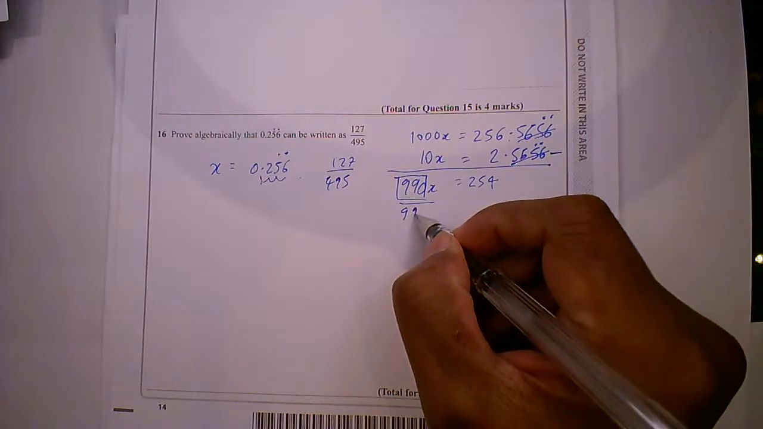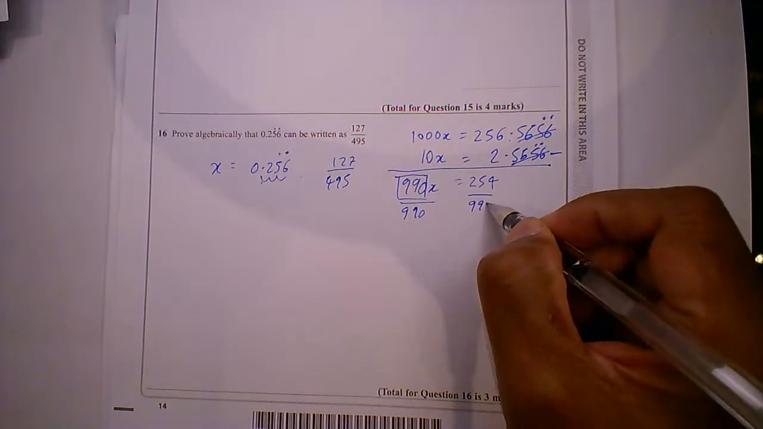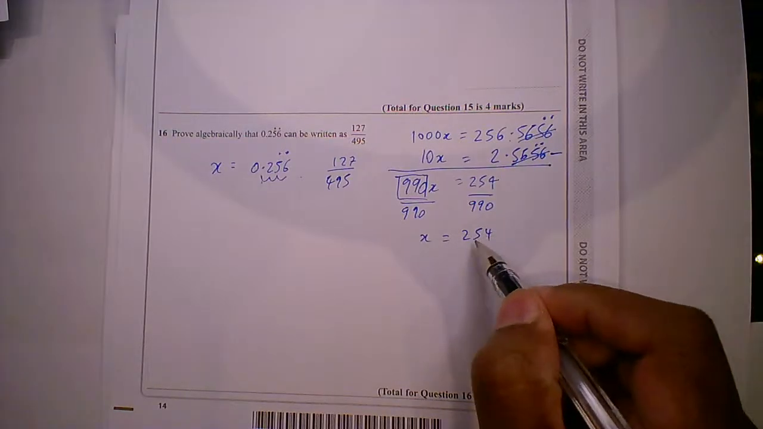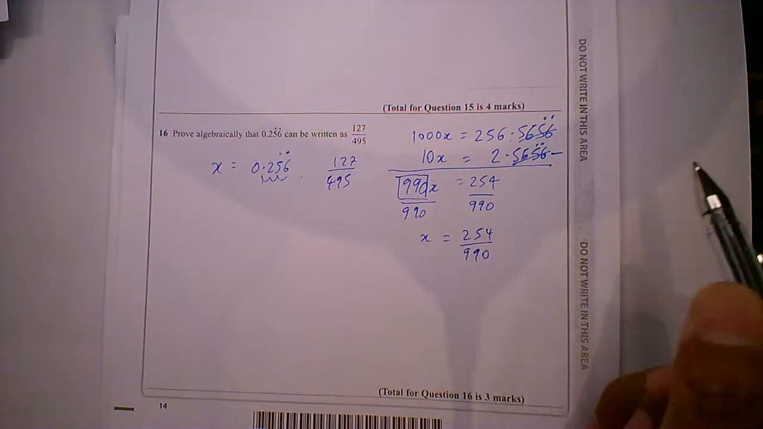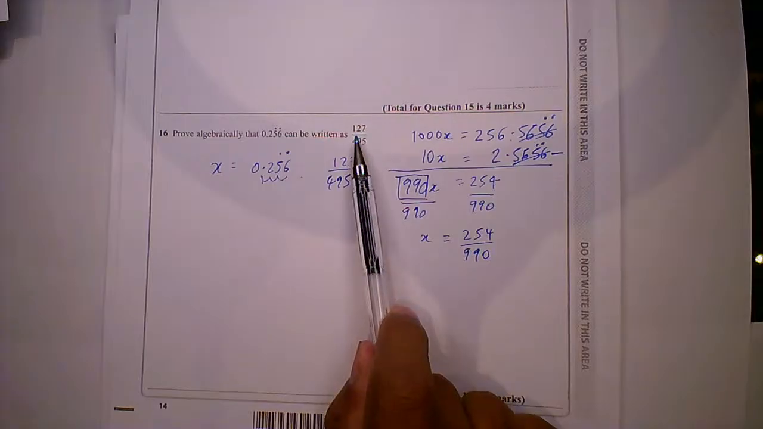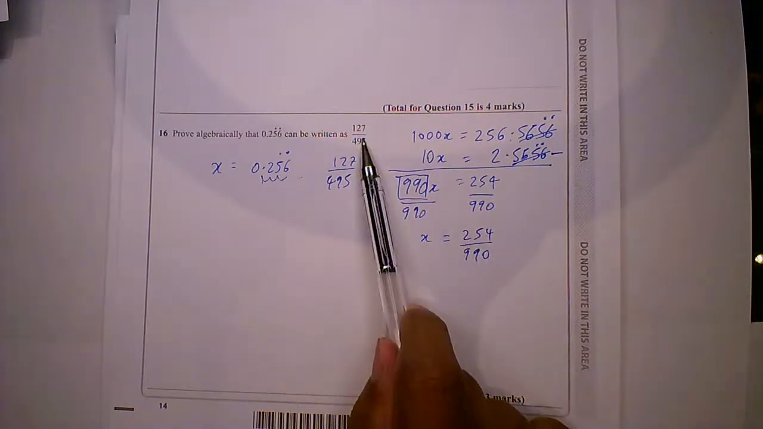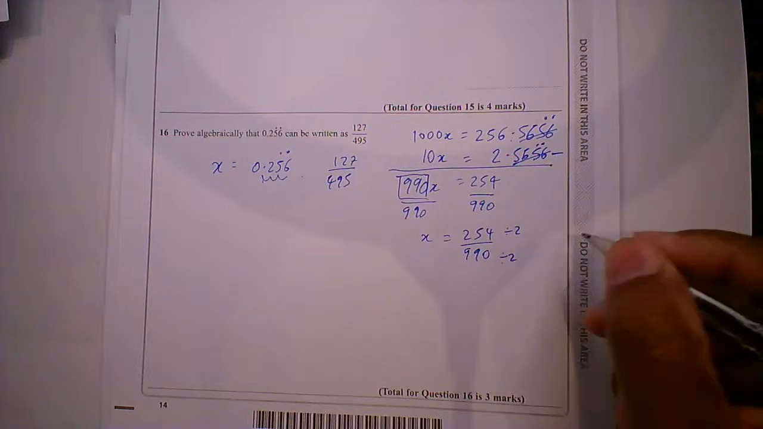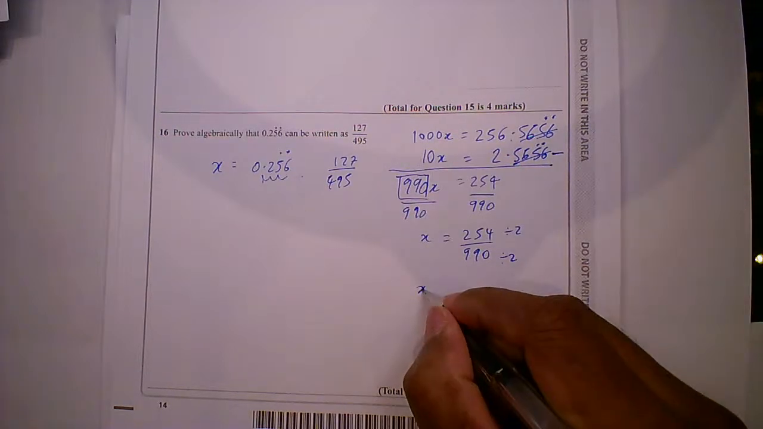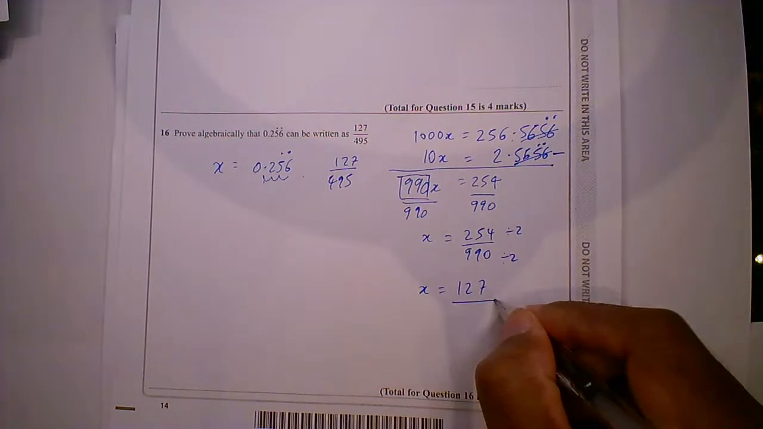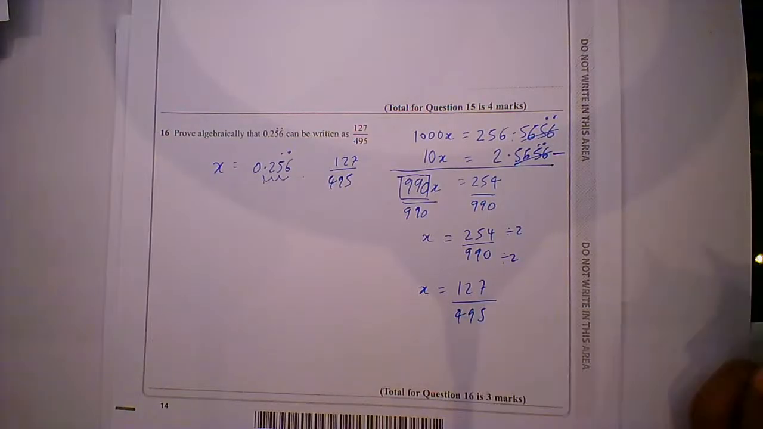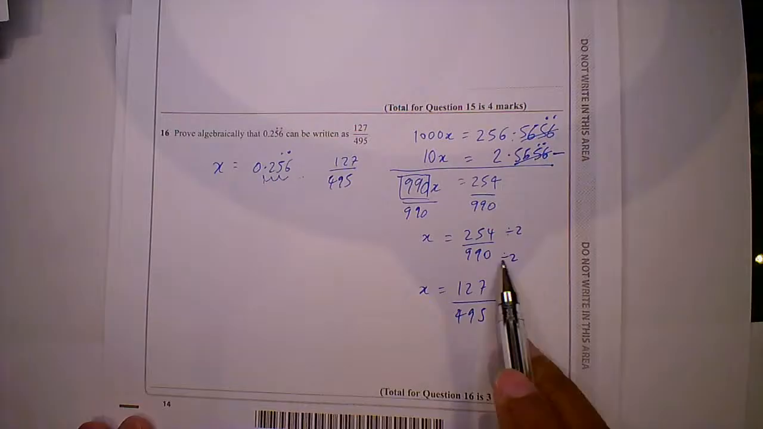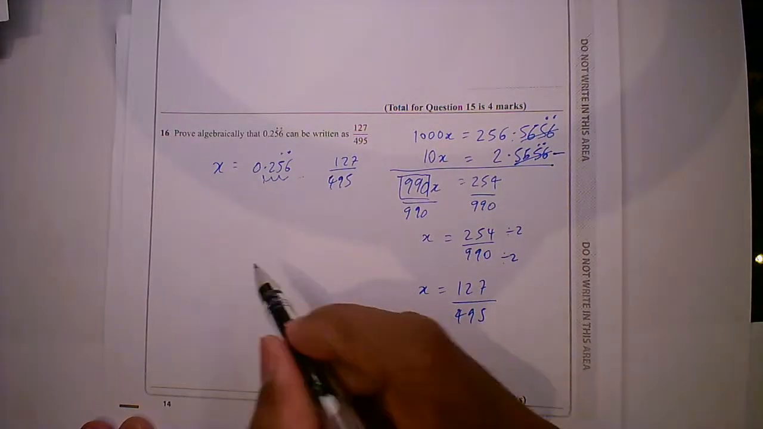So now that I've done it, I need to solve, so divide by 990, divide by 990, x equals 254 over 990, and I can see I want to get to 127. If I divide this by 2, I get to that, divide by 2, divide by 2, and so I can just write this out as 127 over 495. Okay, I don't even need to do any more. That's enough. But let's prove to ourselves that this works.